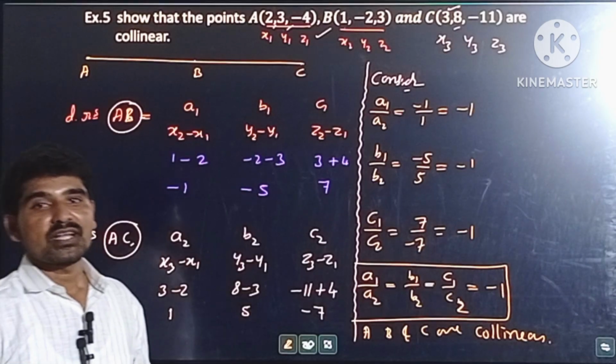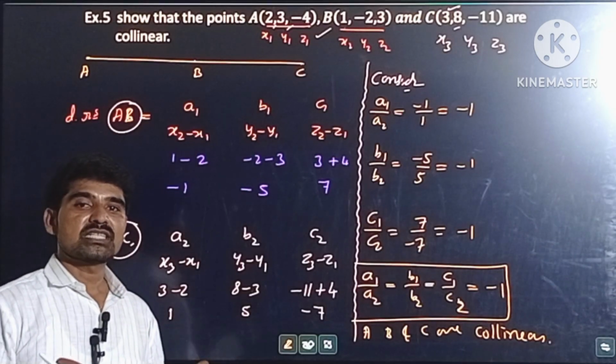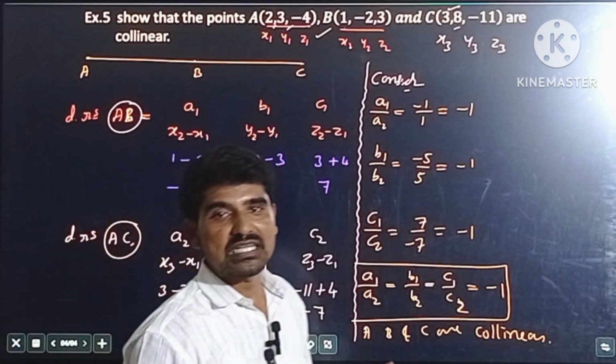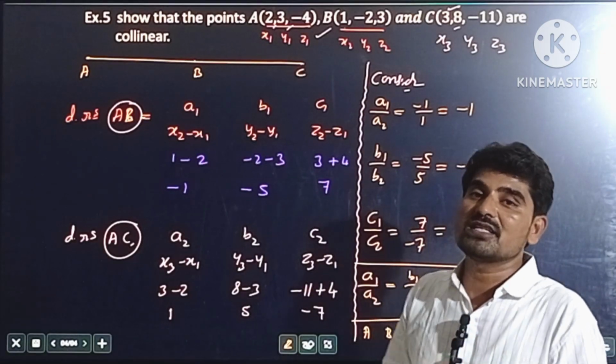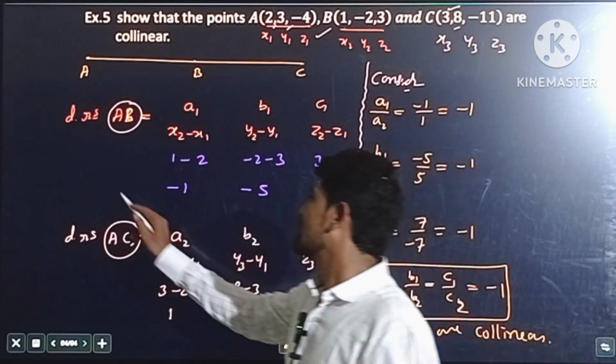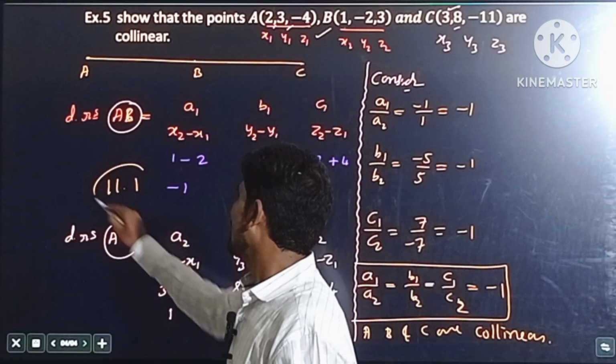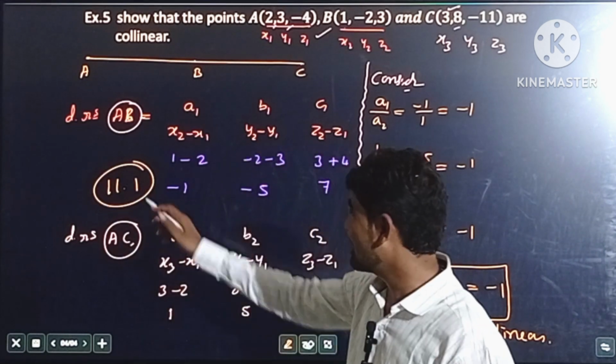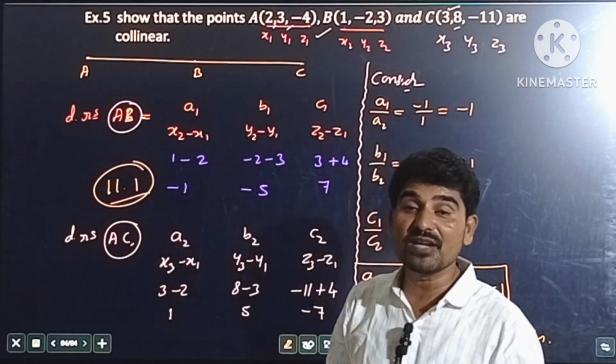So this is all about the introduction part for the first exercise of the chapter three-dimensional geometry. In my next video, I am going to start the first exercise, that is 11.1. I will solve the questions of exercise 11.1 in my next video.